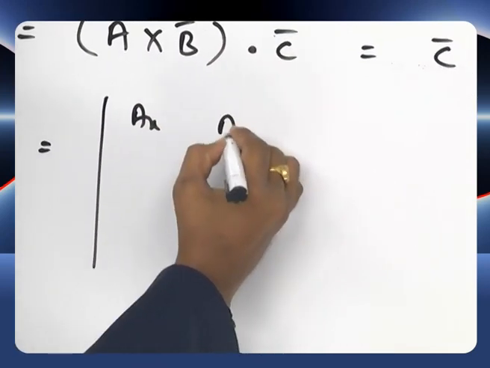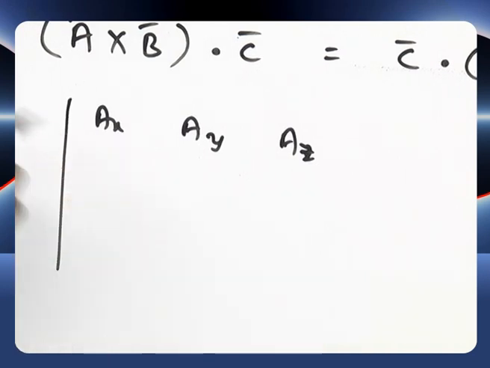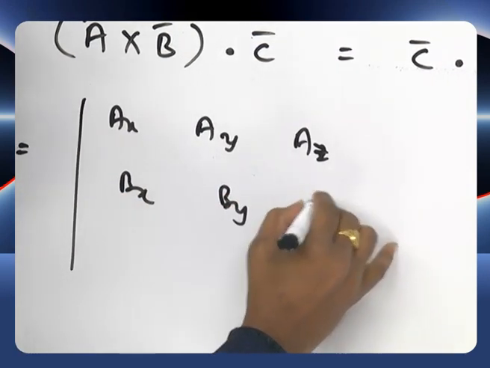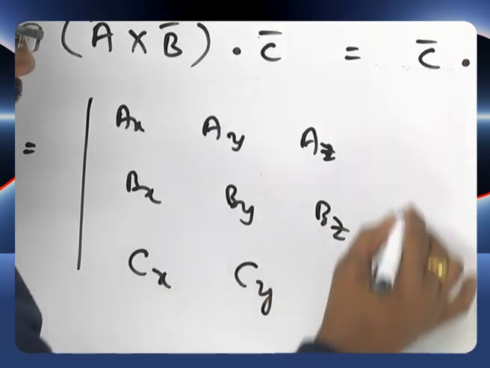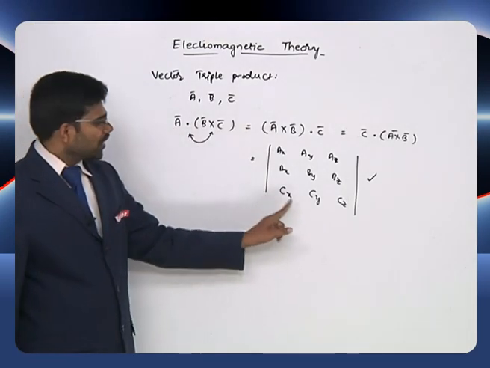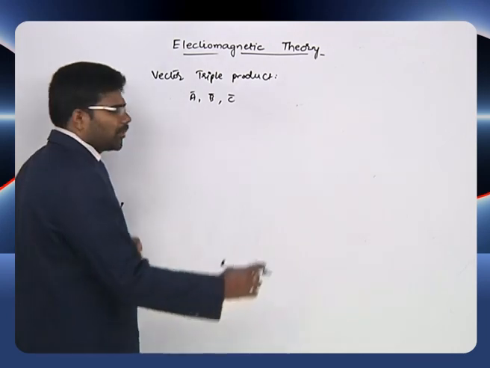Always a magnitude will be considered. Ax, Ay, Az are not unit vectors, they are the components of A, and likewise Bx, By, Bz, Cx, Cy, Cz. So this is the answer of our scalar triple product. After calculation of this determinant, what you will get is a scalar.